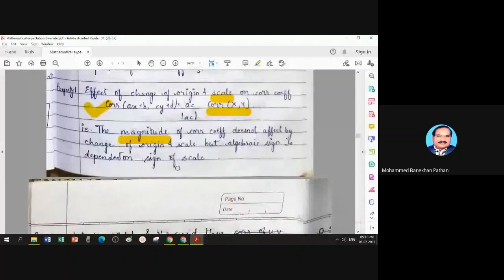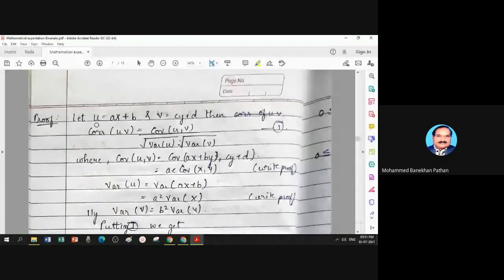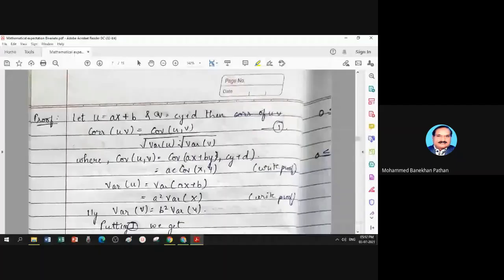The proof is very easy. Let U equal AX plus B, V equal CY plus D. This is a change of origin and scale. Then the correlation of U comma V will be the covariance of U comma V divided by the square root of variance of U into variance of V. This is the definition to calculate the correlation coefficient of the new variables.